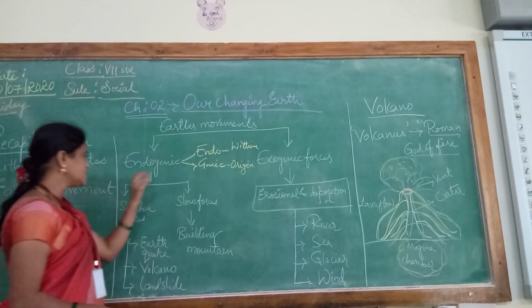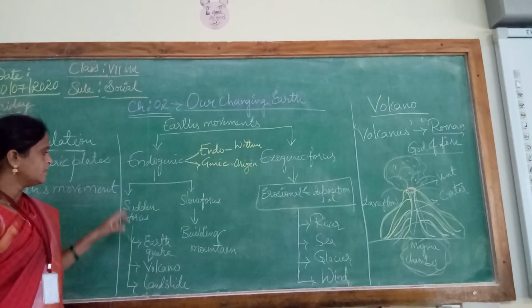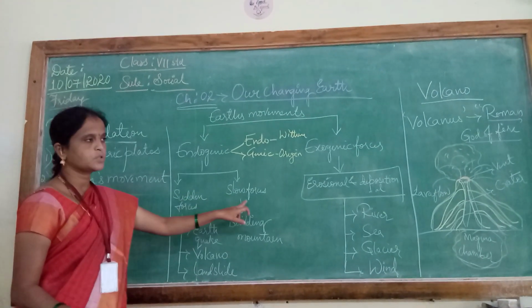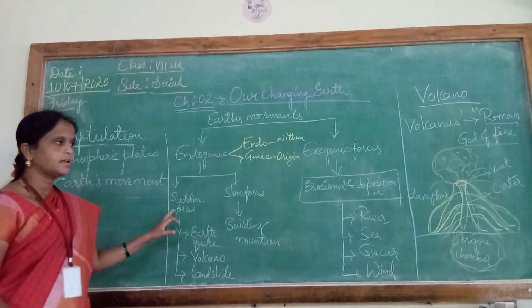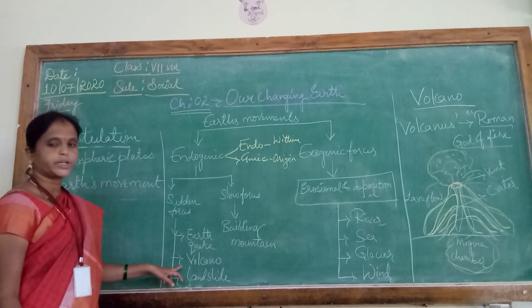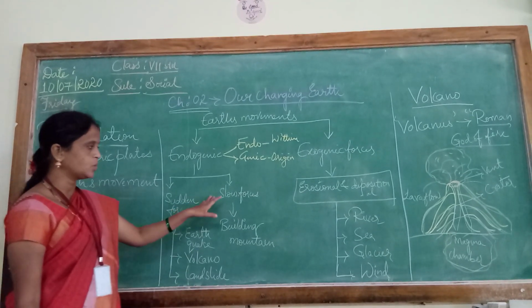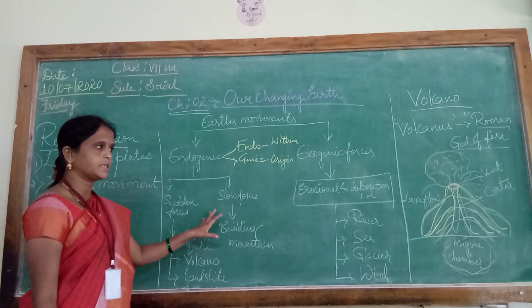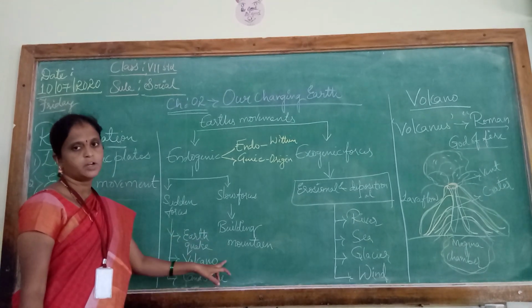So here we can see the two types of endogenic forces. First, sudden forces and slow forces. Sudden forces take place suddenly. They cause earthquake, volcano and landslide. Whereas slow forces work very slowly inside the Earth. They cause building of mountains.